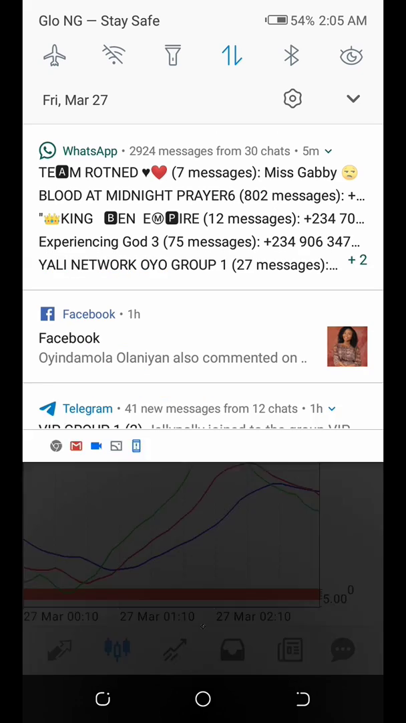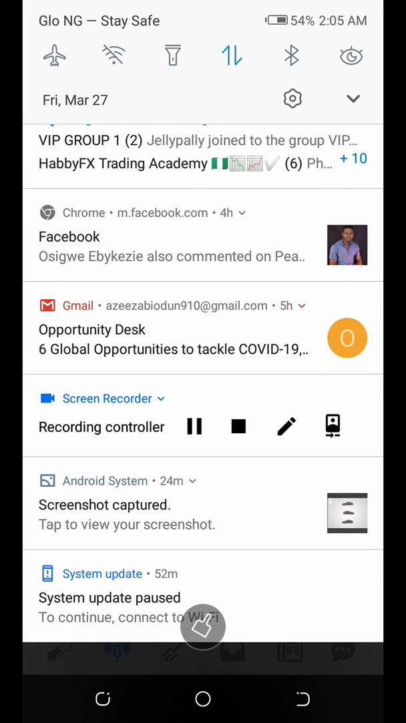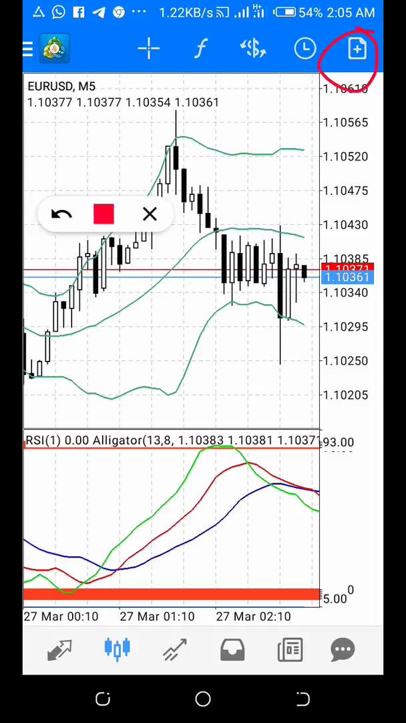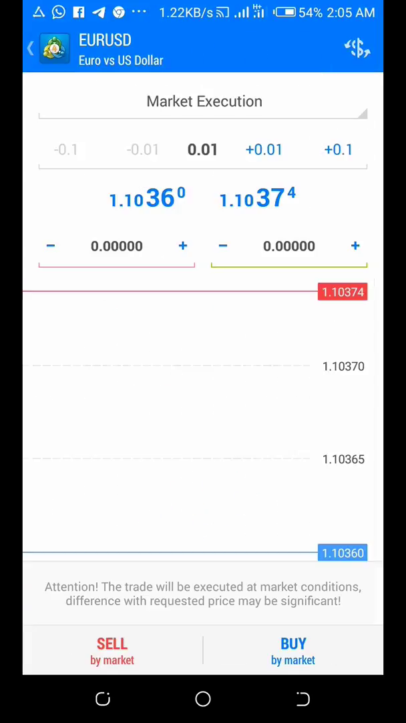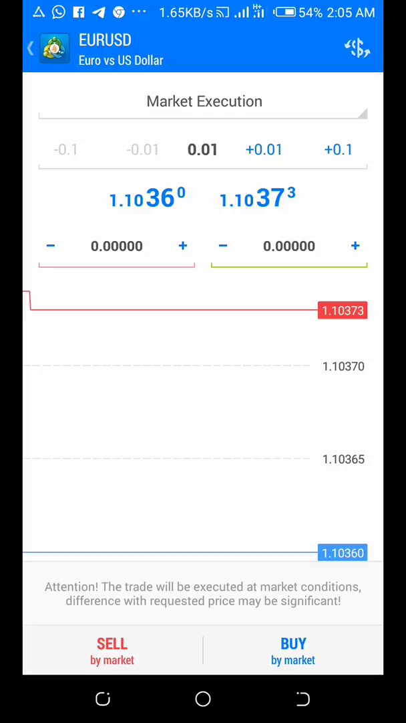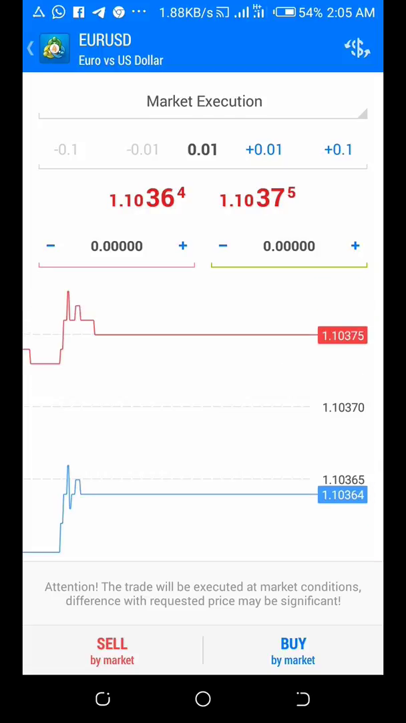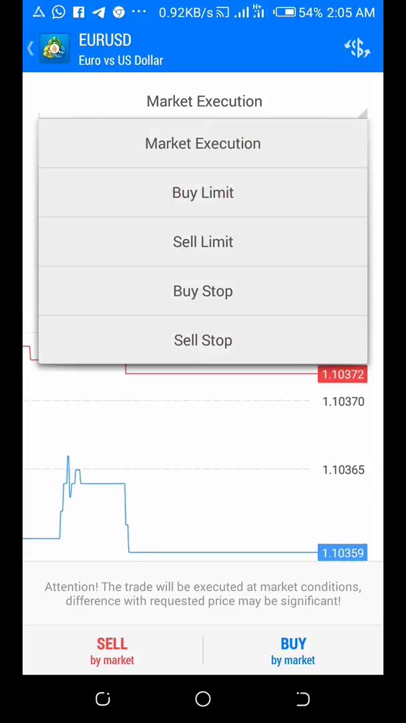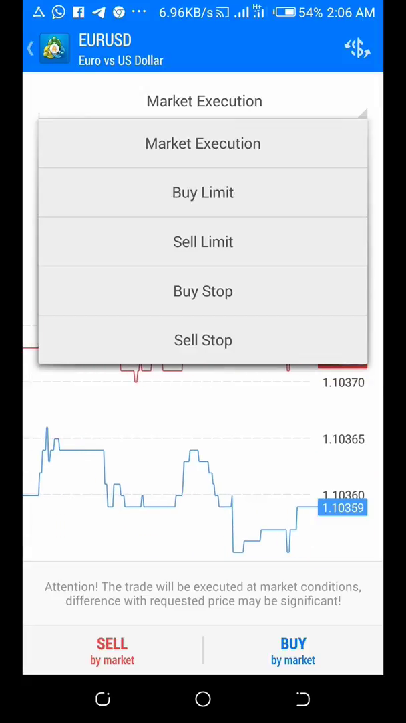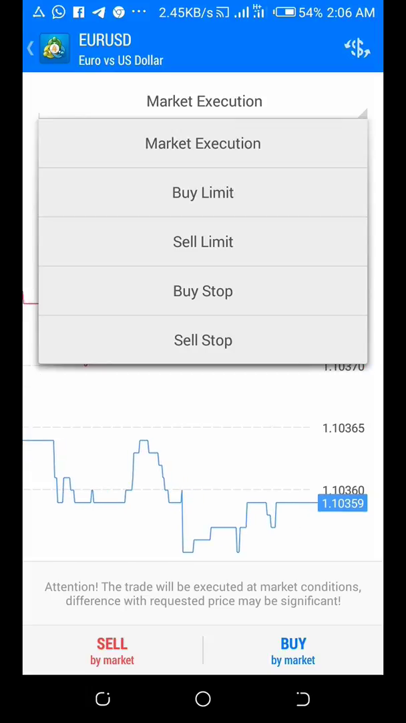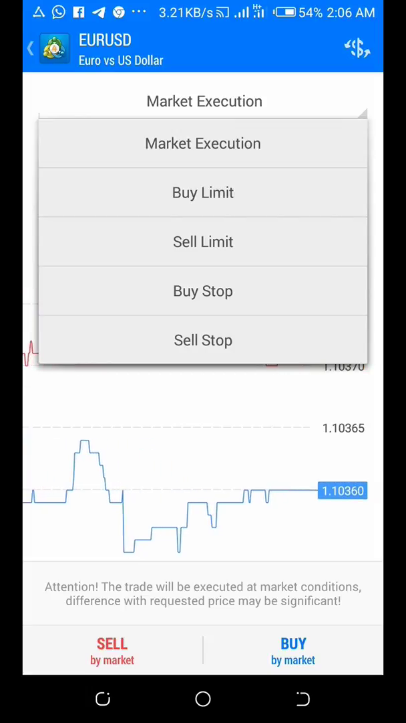Okay, we are going to the most important part here. What we have here is one of the most important aspects you really need to know to use in MetaTrader 4. After clicking it, I see all this. Firstly, I have what we call market execution. Here is the type of order we have. I already gave you the note: market execution, buy limit, sell limit, buy stop, sell stop. Let me define these orders again.